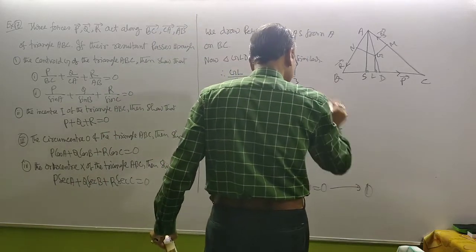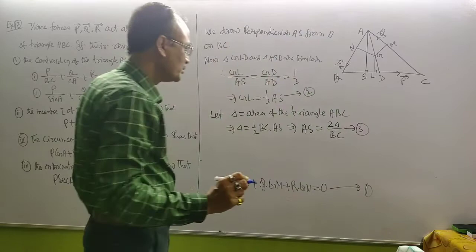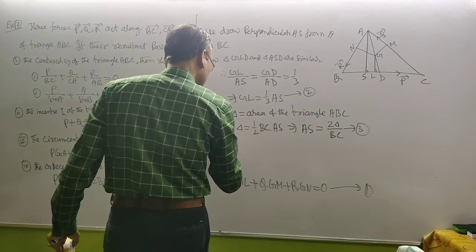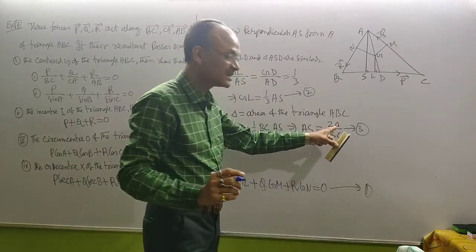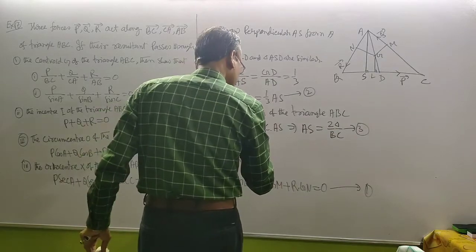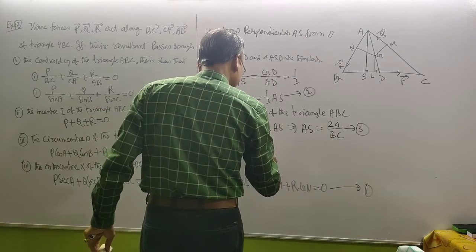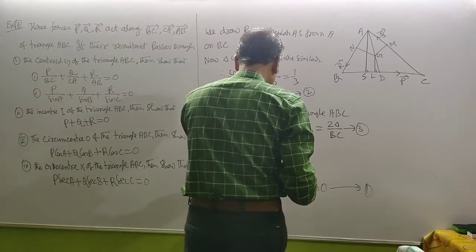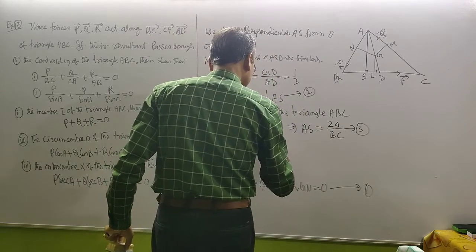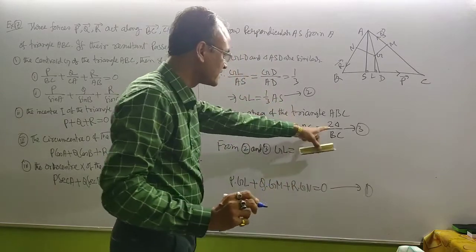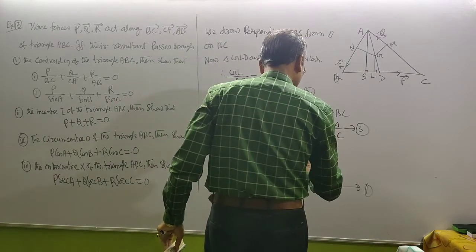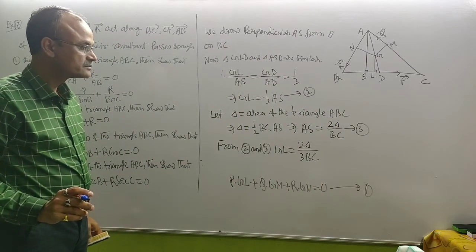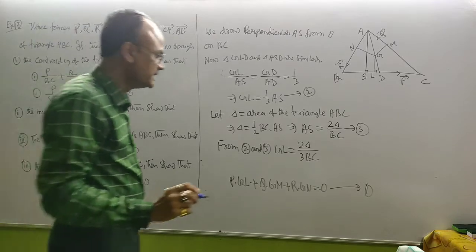Suppose this is number 2 and this is number 3. From 2 and 3, where delta stands for the area of the triangle ABC, you may write GL equal to 1 by 3 AS, equal to twice delta divided by 3 BC.